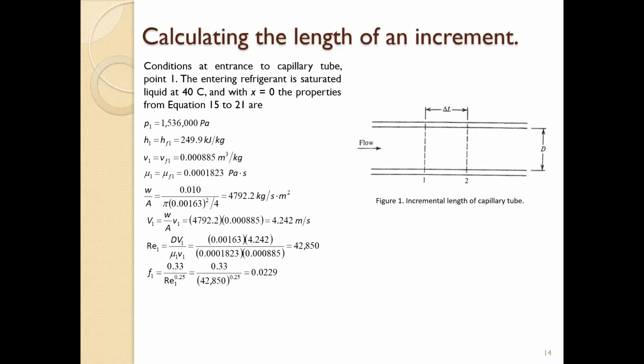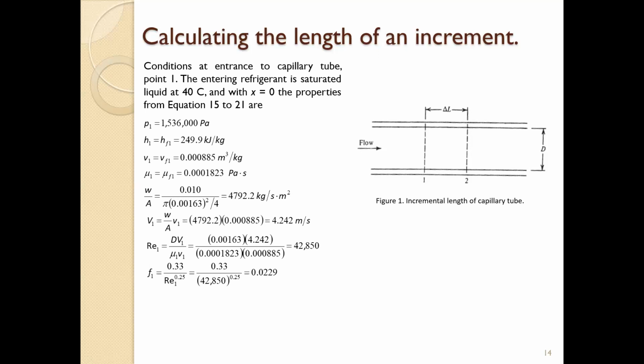So, check. Put the units so it is clear, when inserting into the formula, even if not shown, then put them in the answer, in the result. v1 is equal to W over A. Since v1 is 4792.2 times 0.000885, it is 4.242 meters per second. That way you verify that the unit is correct.